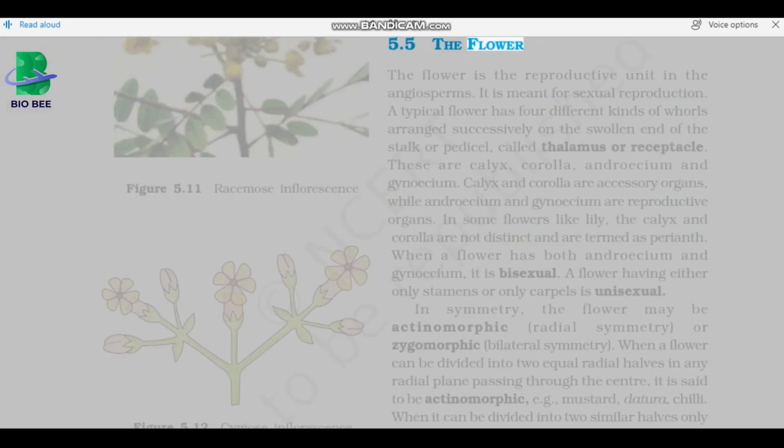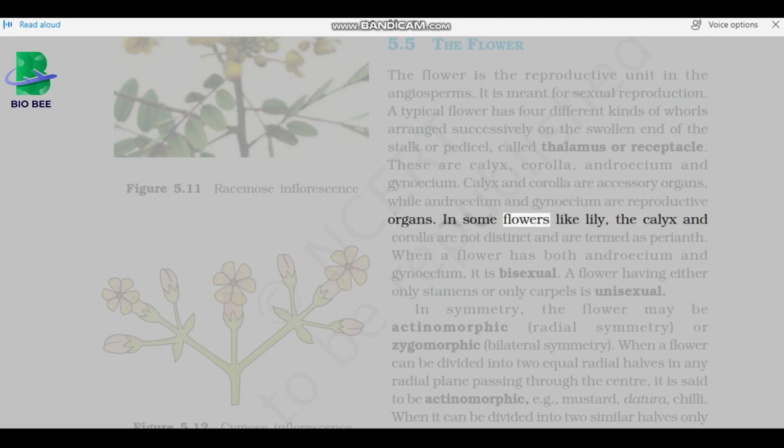The flower. The flower is the reproductive unit in the angiosperms. It is meant for sexual reproduction. A typical flower has 4 different kinds of whorls arranged successively on the swollen end of the stalk or pedicel, called thalamus or receptacle. These are calyx, corolla, androecium, and gynoecium. Calyx and corolla are accessory organs, while androecium and gynoecium are reproductive organs.